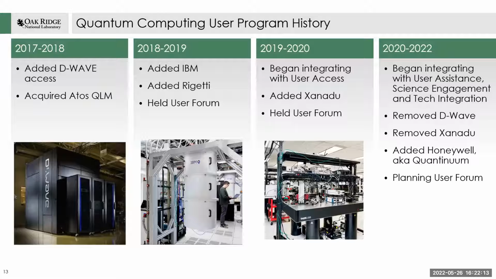And for that, we've held user forums, training events. We're building up our staffing at OLCF to help with user assistance, science engagement, and technical integration. It turns out that all of that is important in order to actually have a quantum computing ecosystem, a set of users who can engage with each other and learn from each other and push the field forward, very much like the user forum that we're currently attending, and as a way of advancing the state of the art.